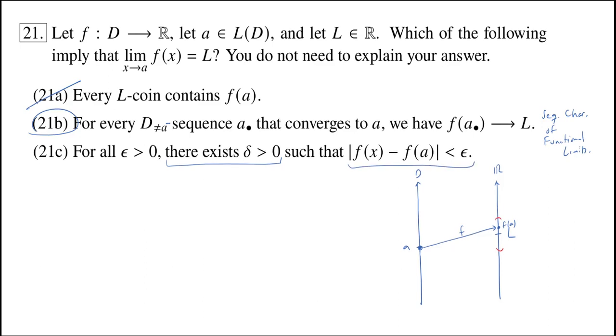Right? The point is, when I choose an L coin, okay, say of radius epsilon, then I need to find some delta, which is going to be the radius of a punctured A coin. So this would be A plus delta, A minus delta, and then we ignore the value at A. We actually don't even care what f does at the point A, right? So we don't need any of that in there. Instead, we're only interested in what happens inside this punctured A coin, where we remove A from consideration.